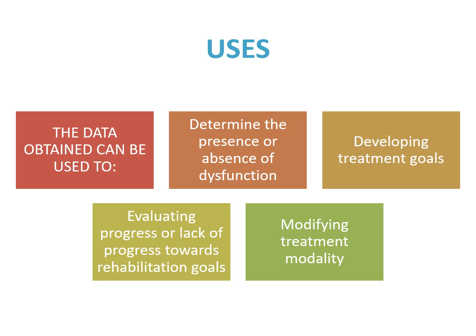Now coming to the uses of goniometry. Whatever data you have obtained, whatever range of motion, whether it is active or passive range of motion, you have obtained from a patient, it will help us in determining the presence or absence of a particular dysfunction, particular impairment or particular problem. So when you have the data, you can understand that the patient has some impairment or some dysfunction. So that will help us in diagnosing a problem with the patient.